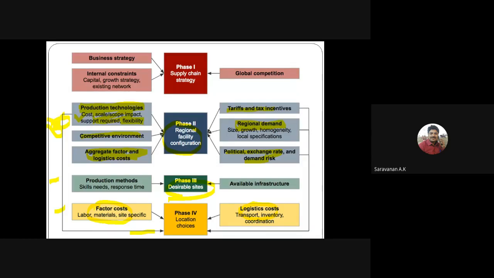And we have some tax and tariffs of each location. So these are the methodologies. These are the phases that will be used to create a framework for the business network, that is the decision design networks. We have to see these four phases. In these four phases, we have some models also. Those models will be discussed in upcoming classes.